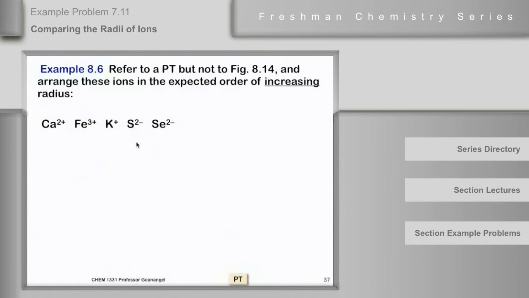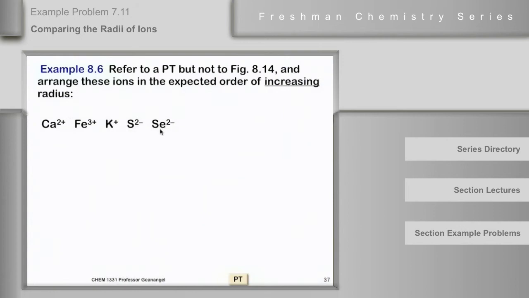So if we look at this in terms of the periodic table, we have sulfide ion and selenide ion, and then we have three cations: calcium 2 plus, iron 3 plus, and potassium plus. Now it happens when we look at the periodic table that calcium 2 plus and potassium plus are isoelectronic. So we can use our usual means, our comparison of positive and negative charges, to figure out which one of these is smaller. Then sulfide ion and selenide ion.